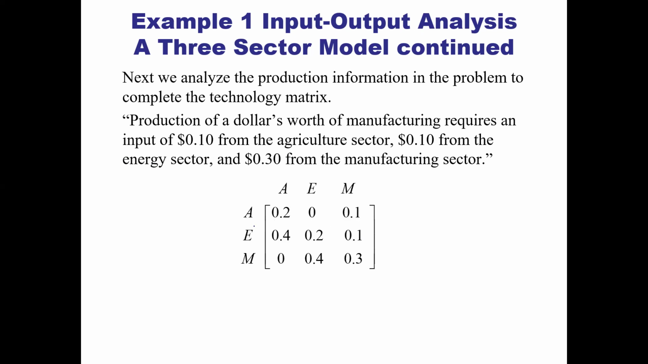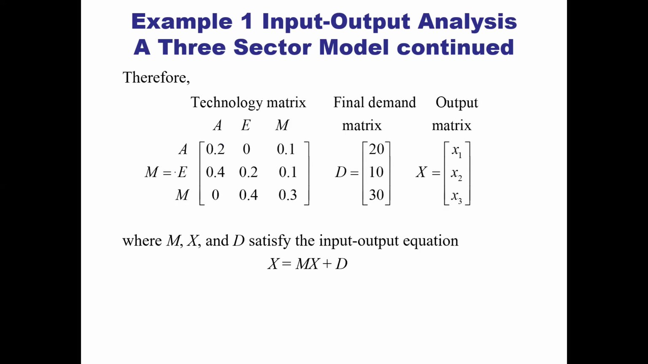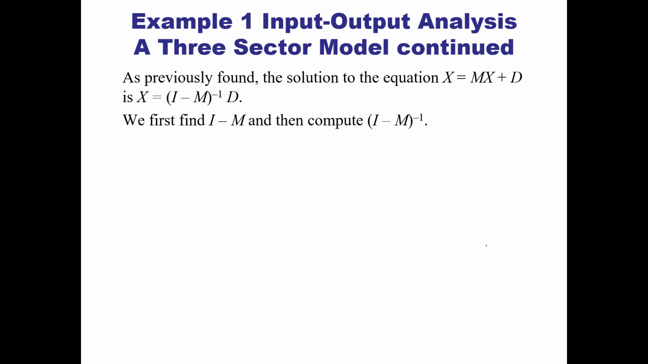And so that is going to be our model equation, or matrix, I should say, that we're going to need. What we need to do is find our final demand matrix D, which they said was 20, 10, and 30, and then find the output matrix. So we take I minus M, find the inverse, multiply that by D, and that's going to be our output matrix. That's all we do.